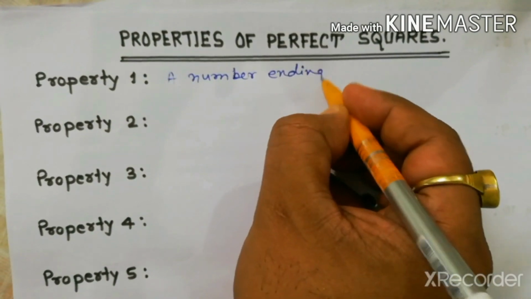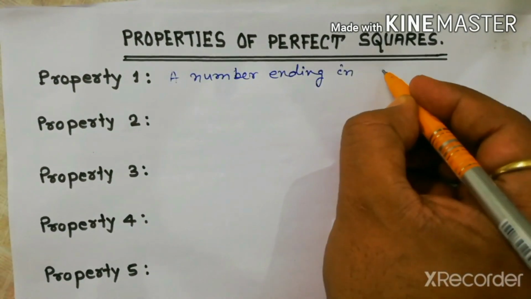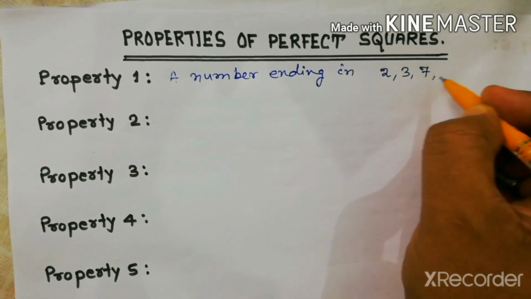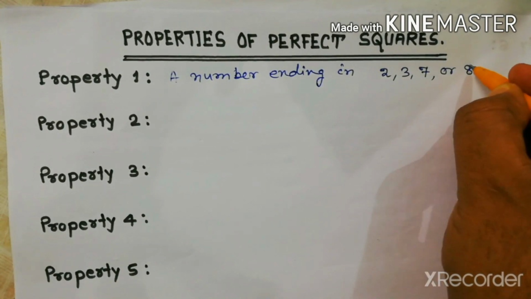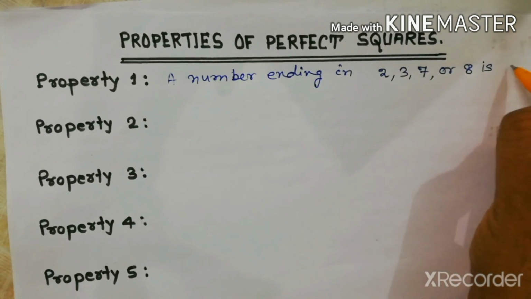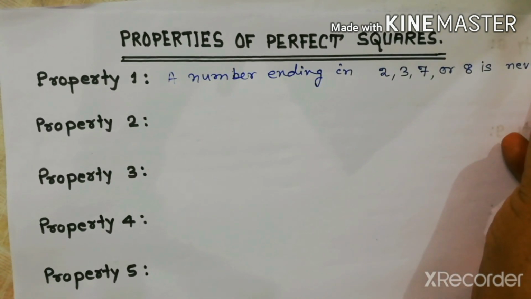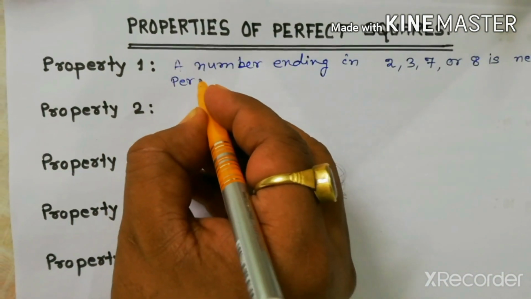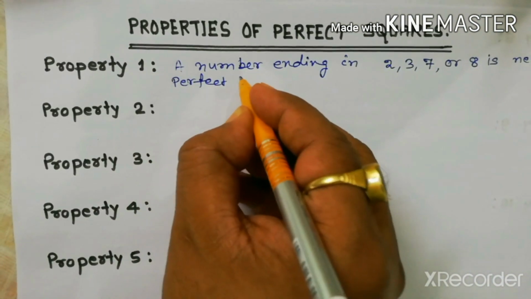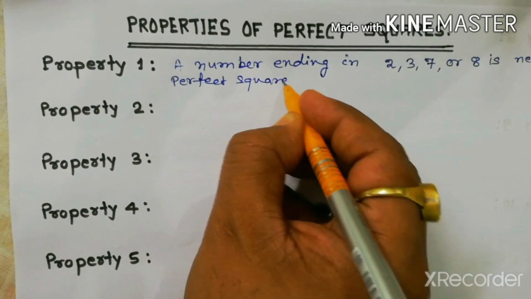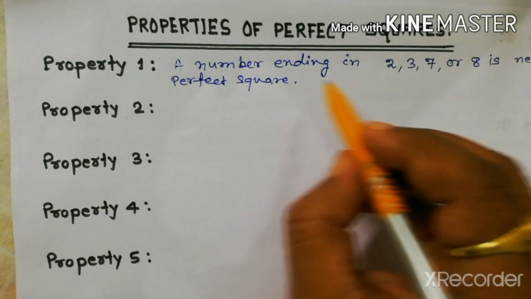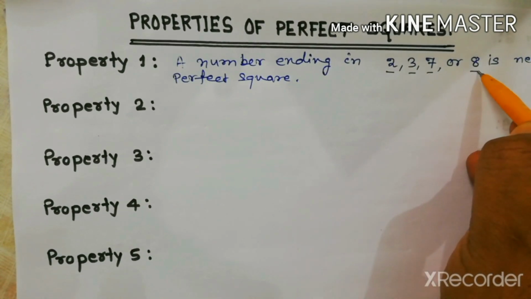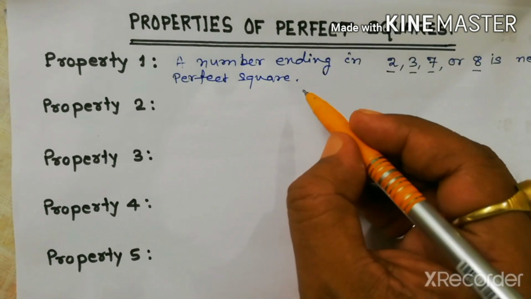ending in 2, 3, 7 or 8 is never a perfect square. A number ending with 2, 3, 7 or 8 is never a perfect square.